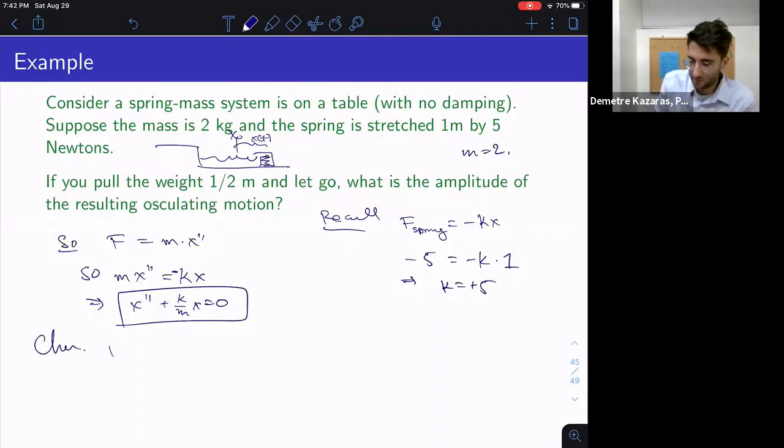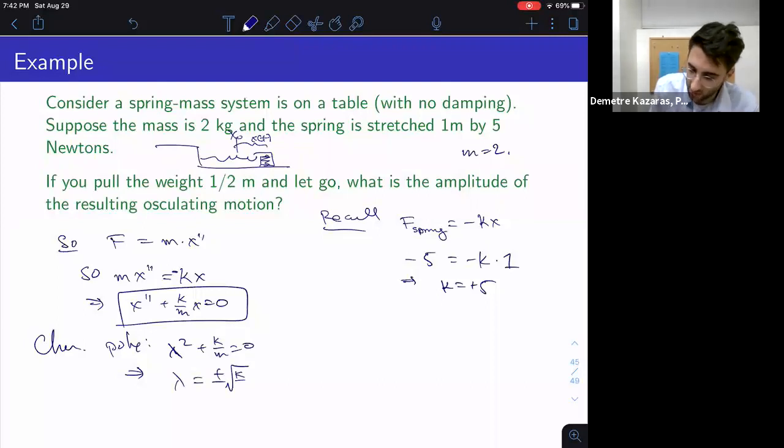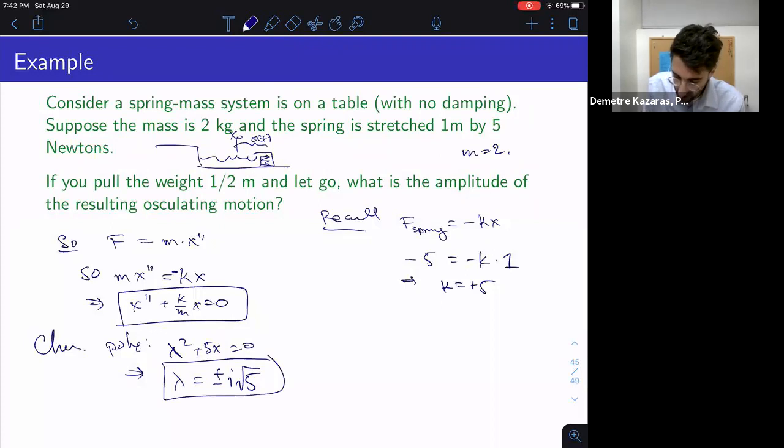The characteristic polynomial will be lambda squared plus k over m is 0. Or in other words, lambda will be plus or minus the square root of k over, oh, sorry. I know what k and m are. Let's put those in right here. So k is 5 and m is 1. So lambda is plus or minus i times the square root of 5.